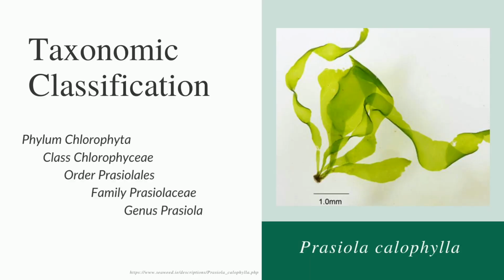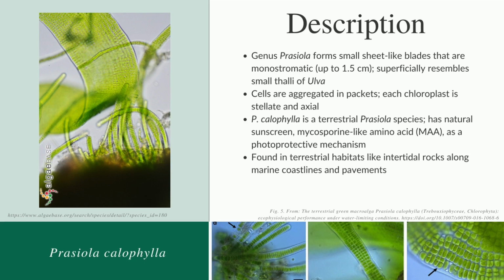Next is Pediastrum calophylla from the family Pediastraceae. Genus Pediastrum forms small sheet-like blades that are monostromatic. Superficially, it resembles the small thallus of Ulva. However, if you look closely here in Pediastrum calophylla, you will see that the cells are aggregated in packets, which makes this grid-like appearance, and each chloroplast here is stellate and axial.